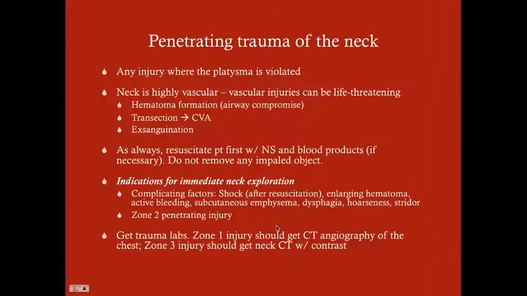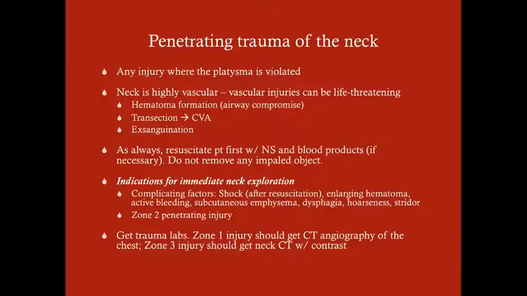Everybody else, so if it's zone 1 or zone 3 penetrating injury, and they don't have any of those complicating factors, then these patients can be worked up with more tests. So what are the additional tests we need? Well, of course, we need labs. Those trauma labs include CBC, a BMP, a blood type and cross-match, alcohol levels, and toxicology at least. And then in addition to that, it depends on where the injury is.